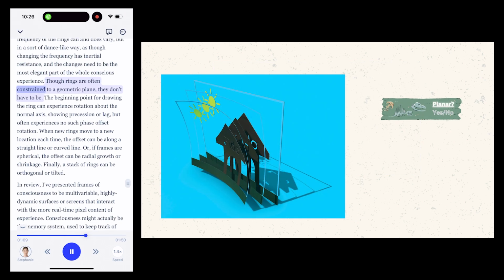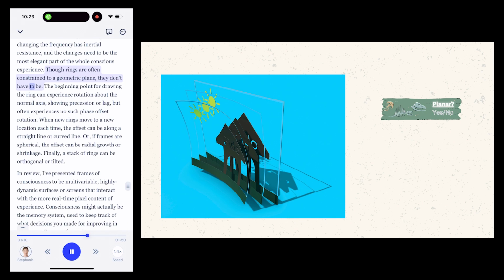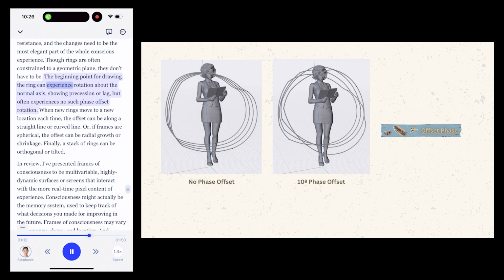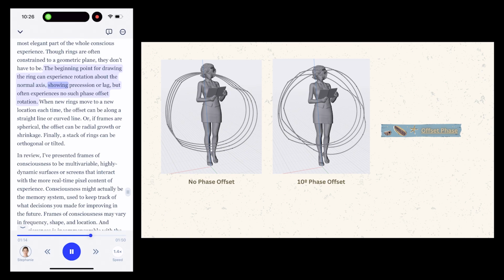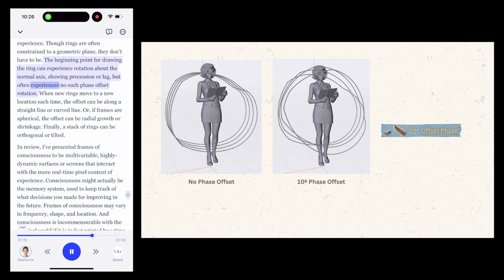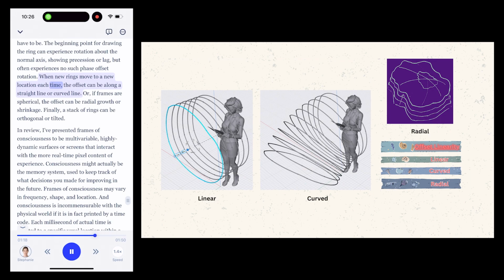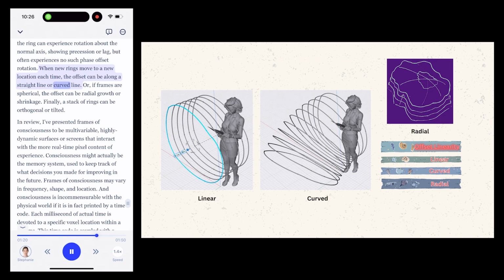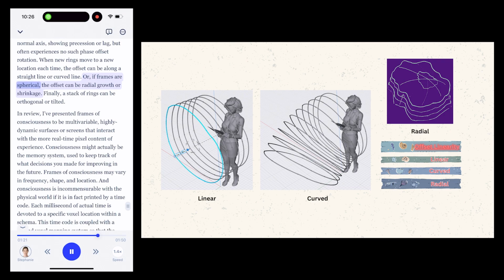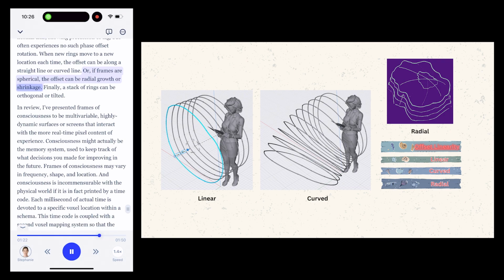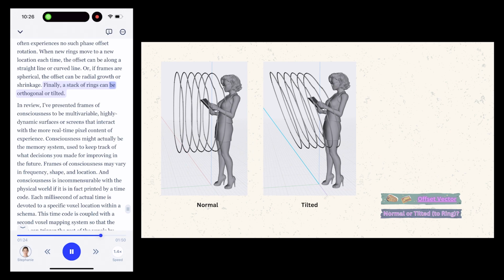Though rings are often constrained to a geometric plane, they don't have to be. The beginning point for drawing the ring can experience rotation about the normal axis, showing precession or lag, but often experiences no such phase offset rotation. When new rings move to a new location each time, the offset can be along a straight line or curved line. Or, if frames are spherical, the offset can be radial growth or shrinkage. Finally, a stack of rings can be orthogonal or tilted.